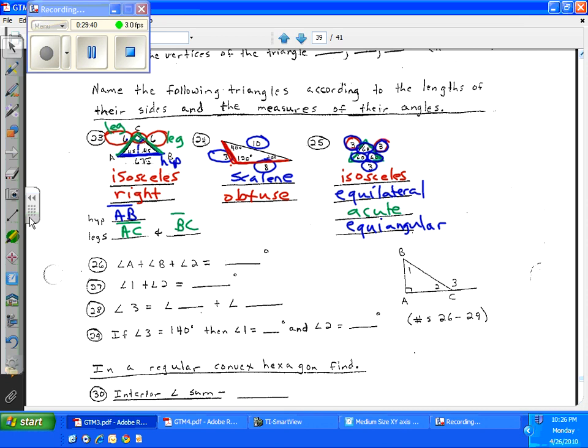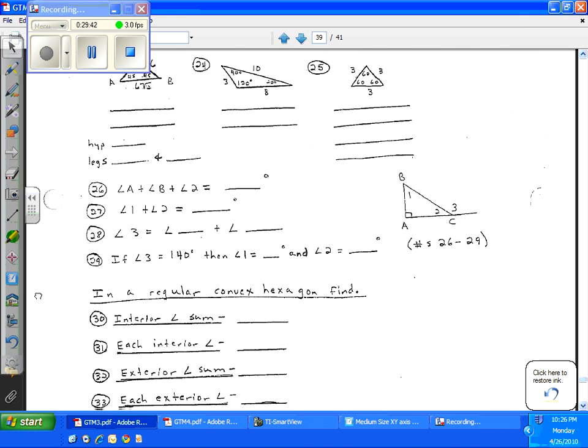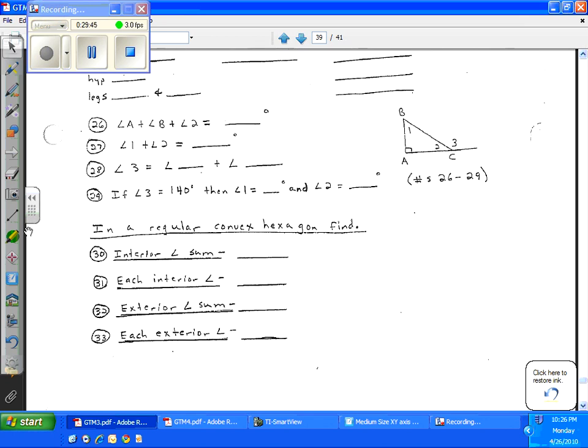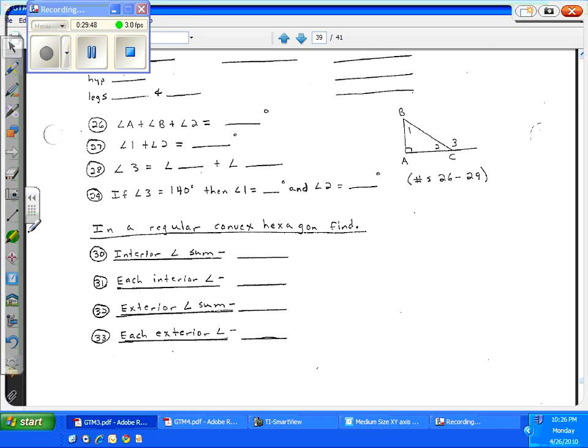Number 26 through 29. Angle A plus angle B plus angle 2. Angle A, angle B, angle 2. Those are the angles of the triangle. We know that the sum of the angles of a triangle is 180 degrees.